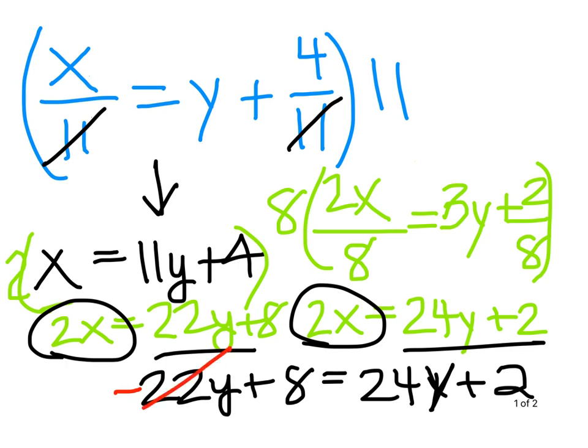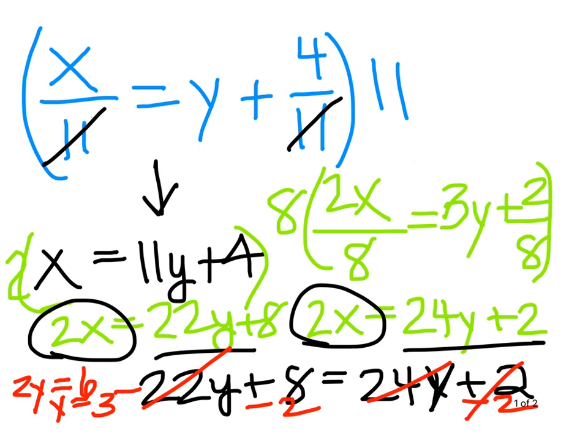Okay, so we subtract 22y from both sides. We're left with just 2y. And we subtract negative 2 from both sides. Okay, and we get 6. So y is equal to 3.